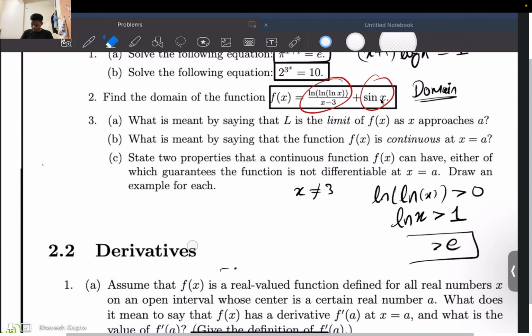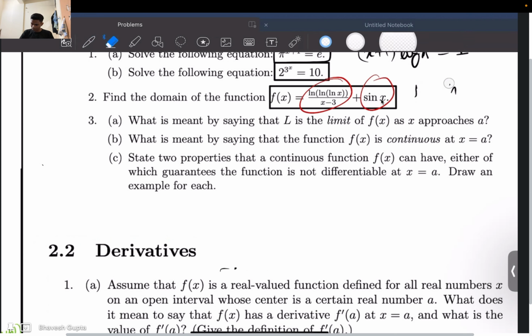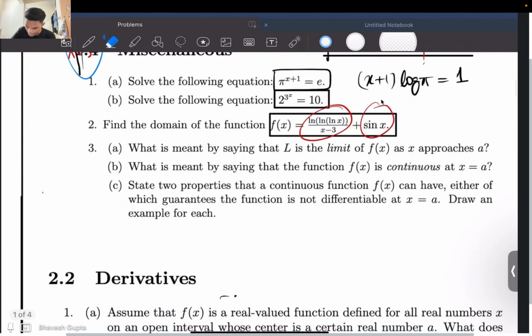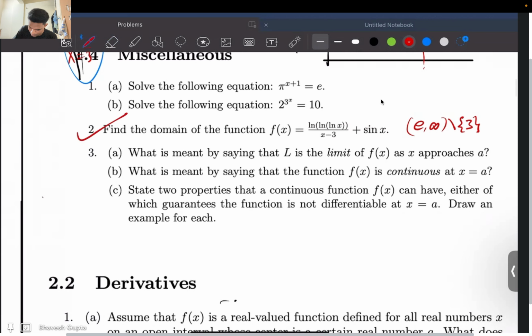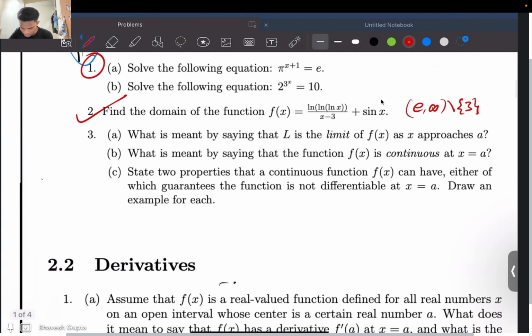Now let's go to the next problem. So I just write down the answer here, e to infinity backslash 3, that's it. So this is done. I want you guys to solve this problem. And there's a third question.